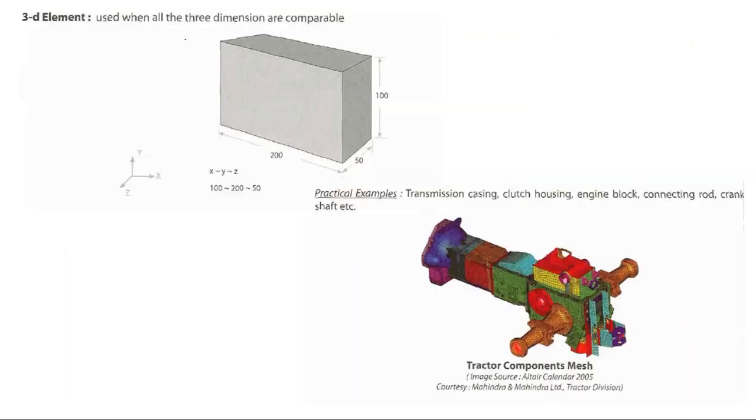3D elements are used when all three dimensions are comparable. So these three dimensions are comparable. That's why we are using solid elements, 3D elements. Transmission casing, clutch housing, engine block, connecting rod, crankshaft. These are the practical examples.